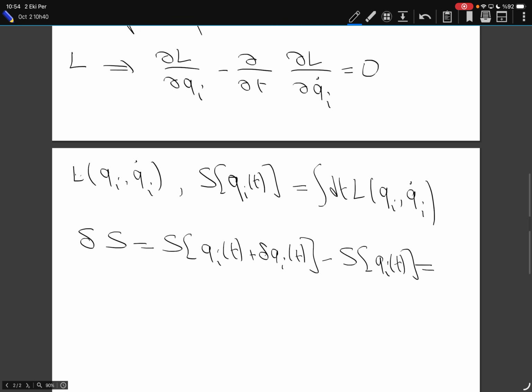And requiring this to be equal to 0 for all possible variations, you get the Euler-Lagrange equation. So you all remember that. This is something that you should have covered in classical physics, in 311 in undergraduate. If you take analytical mechanics 502, this is also covered there.